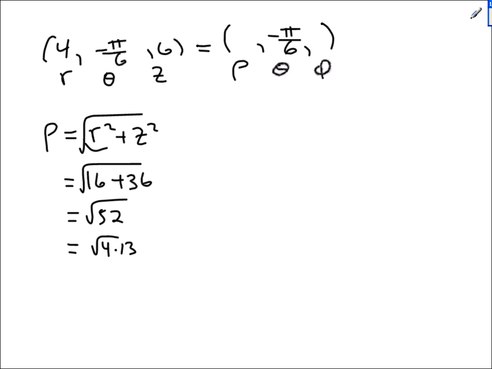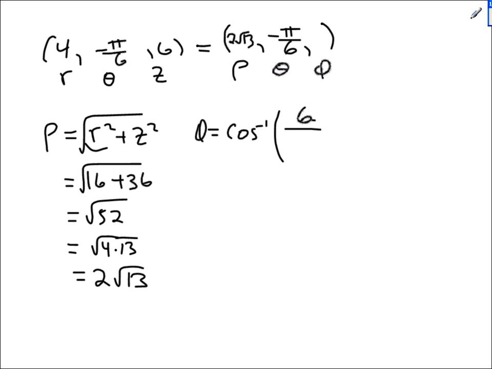4 times 13. I know the square root of 4. I have no idea what the square root of 13 is, nor can I break it down. It's 2 times the square root of 13. Now, what is phi? Phi is the cosine inverse of z, which is 6, excuse me, z over rho, which is 2 square root of 13. That's 3 over square root of 13.